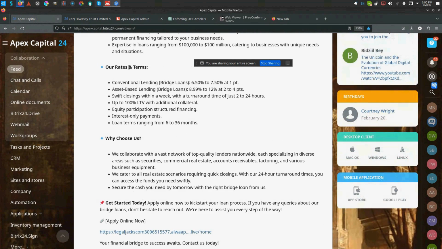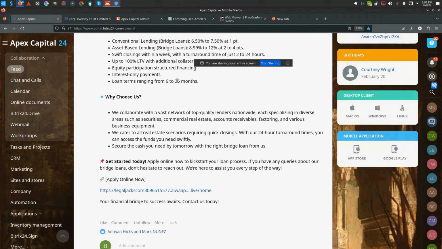What are the rates? Our rates and terms are conventional lending bridge loans of 6.5 to 7% at one point. They also do asset-based lending for bridge loans of 8.99 to 12%, 2 to 4 points. We got swift closings within a week, with a turnaround time of about 2 hours to 24 hours. You can get up to 100% LTV with additional collateral. Hint, hint, insurance. Equity participation in structured loans, interest-only payments. Loan terms can be 6 months to 3 years. And again, 3 years is a reason because it's a whole different structure.